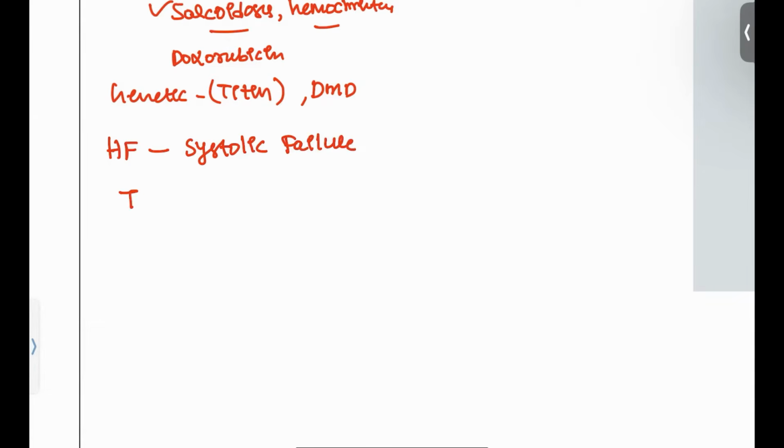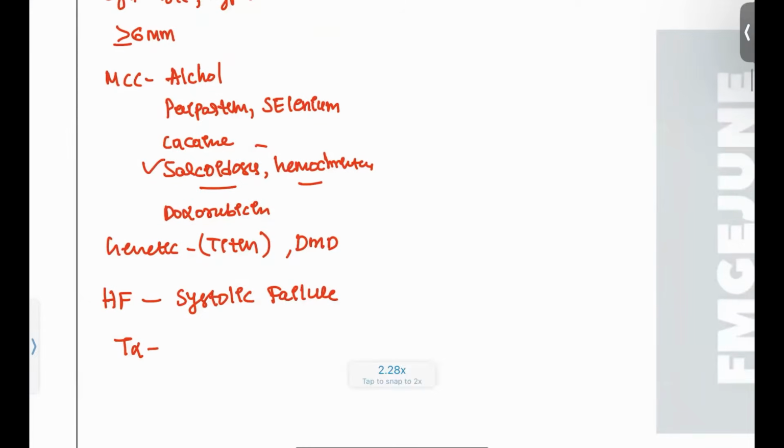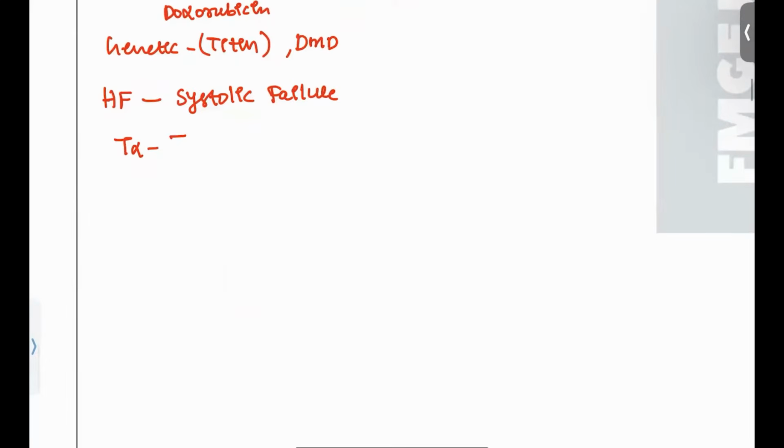What is the treatment of choice? What we discussed here, alcohol is the main cause, peripartum is the main cause, cocaine, selenium, all these will be underlying causes only. So treat the underlying causes. Okay, treat and give supportive treatment. The patient is presented with a systolic heart failure. Give treatment according to the failure symptoms only, right?